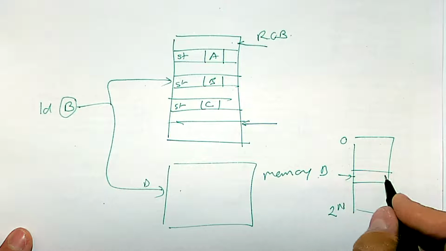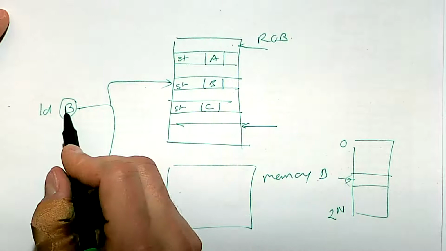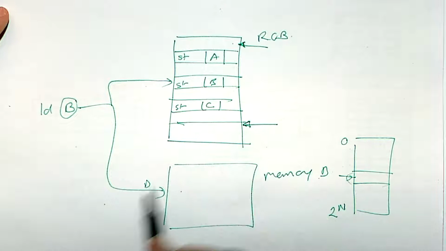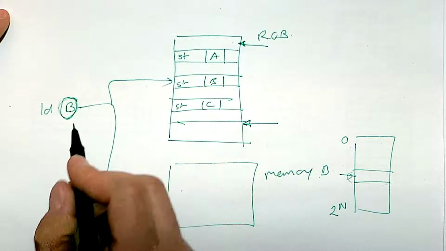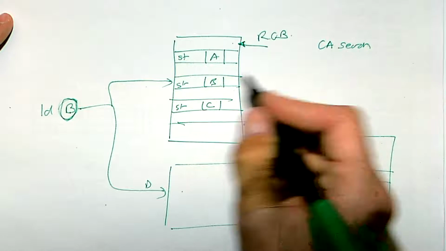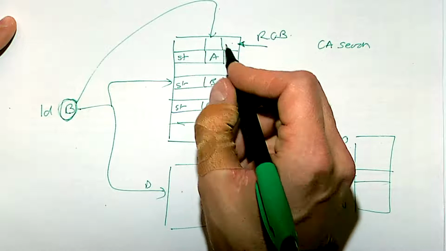But this is harder because now in the reorder buffer, if you remember, instructions are stored in their sequential program order, without any relationship to the address that you're trying to search inside. So what you need to do is do a content addressable search, and search for B. That means you compare every possible address in the reorder buffer with B.